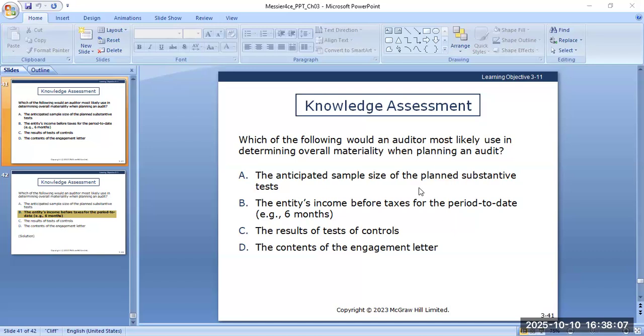Obviously, we're not going to use the results of the test of controls. We're not going to use the content of the engagement letter or anticipated sample sizes. We're going to stay with the entity's income before taxes for the period to date, right? And that's what we're going to use. That's what will most likely be used in determining the overall materiality when we're planning the audit.